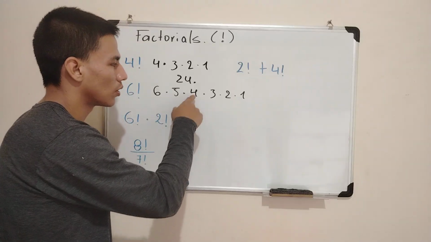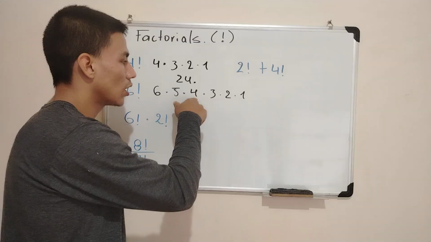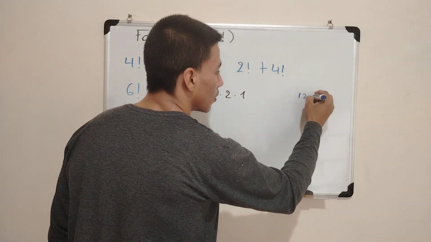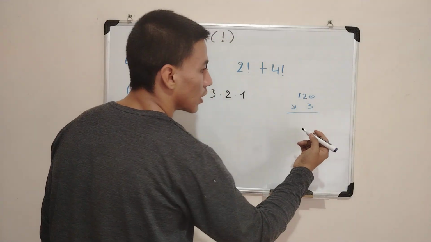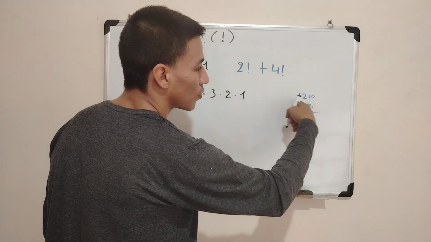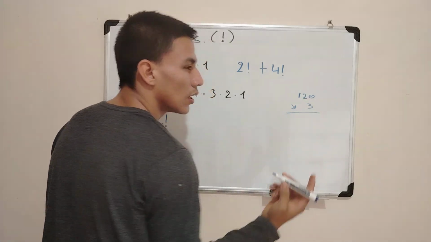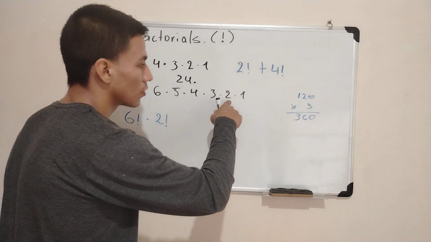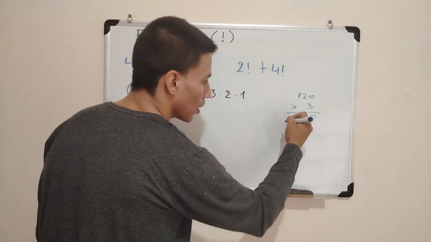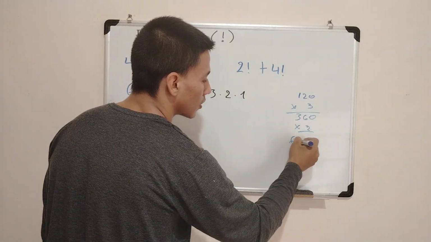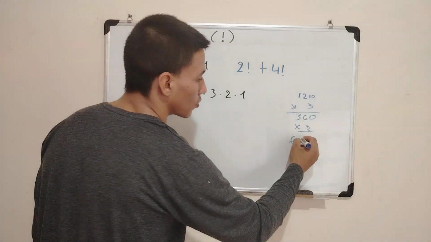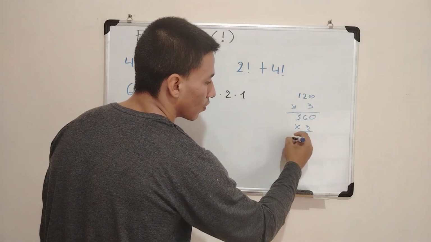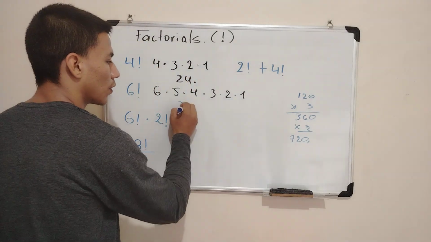Let's do it manually. 120 times 3 equals 360. 360 times 2 equals 720. 720 times 1 equals 720.